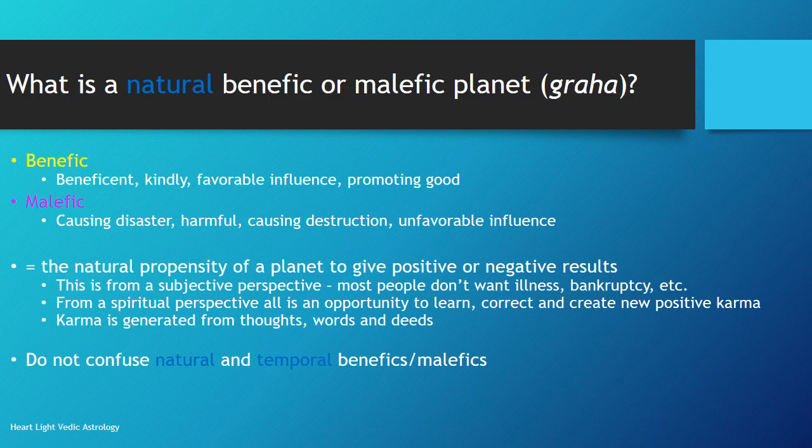Alright, so back on topic here. First of all, what is a natural benefic or malefic planet, or graha? Graha is planet in Sanskrit. Well, you can really just look to the general dictionary definition of these words. Benefic, if you look it up, means things like beneficent, kindly, favorable influence, and generally promoting good. Malefic means causing disaster, harmful, causing destruction, unfavorable influence. So you get a general idea of what these words mean and how we use them in astrology.